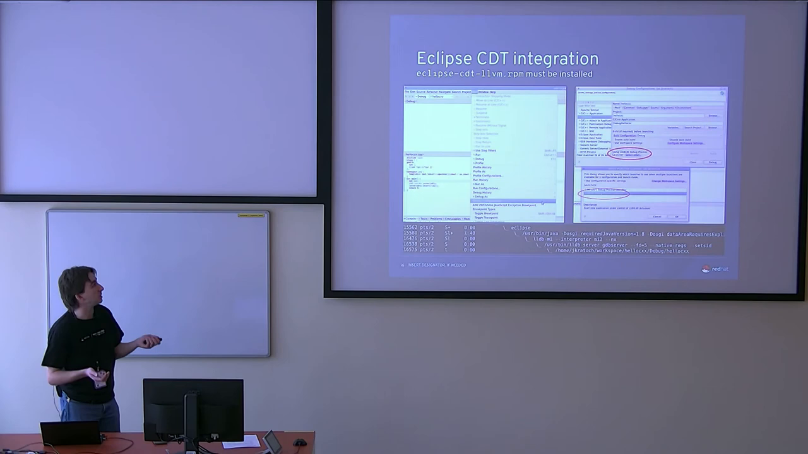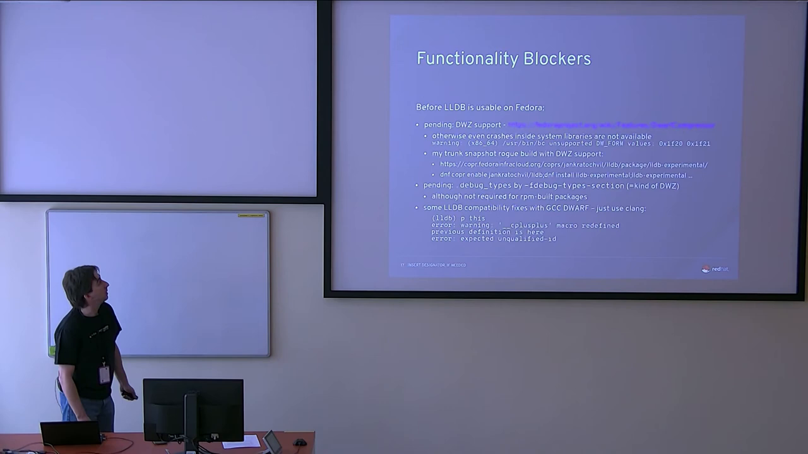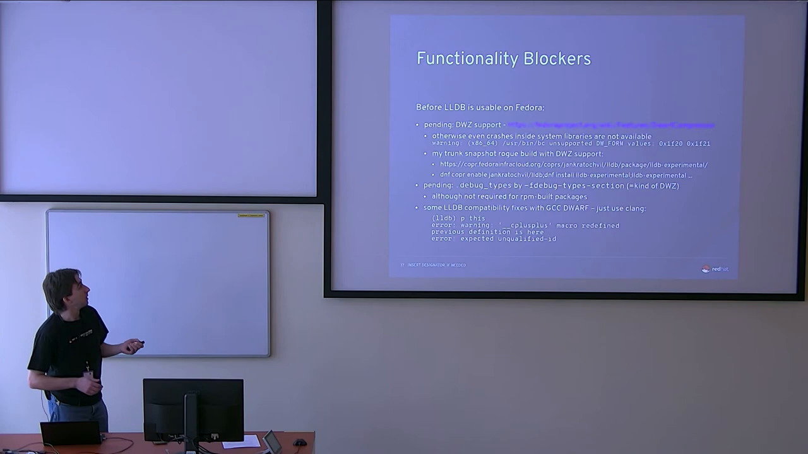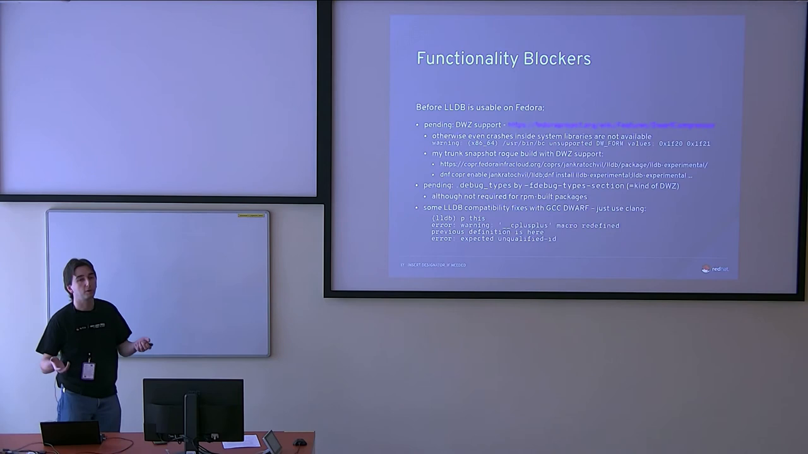But I don't use Eclipse myself, so I don't have practical experience with it. There are some blockers. If you know DWZ, it is a compression being used in Fedora and even RHEL 7. There is a problem that LLDB does not support it now, and so I wrote support for DWZ for LLDB, but it's not yet upstream. So you cannot currently read with LLDB the system debug info, the system libraries.